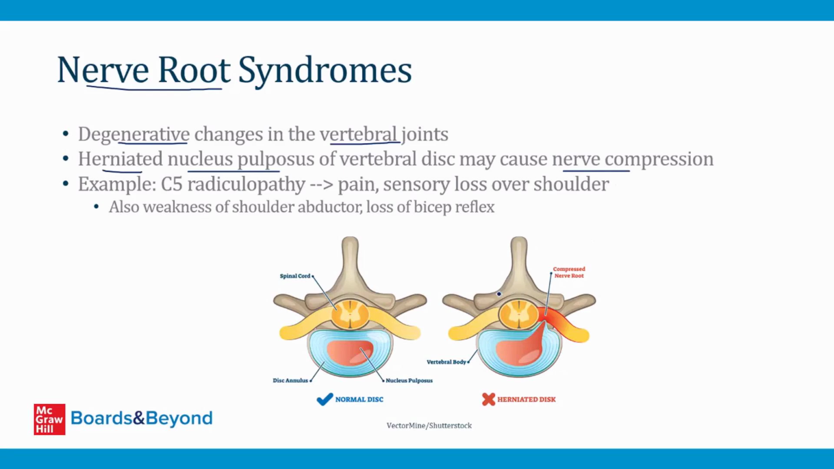So for example, if this happens in the neck, you can have a herniated disc compress C5. This is called a C5 radiculopathy, which means a nerve root syndrome. And it's going to lead to dysfunction of all the nerve fibers that are involved in C5. So you can get pain and sensory loss over the shoulder because those nerve fibers are part of C5. You can also have weakness of shoulder abduction and loss of the biceps reflex, and that's also because of abnormalities of C5, which you need for these things to remain intact.